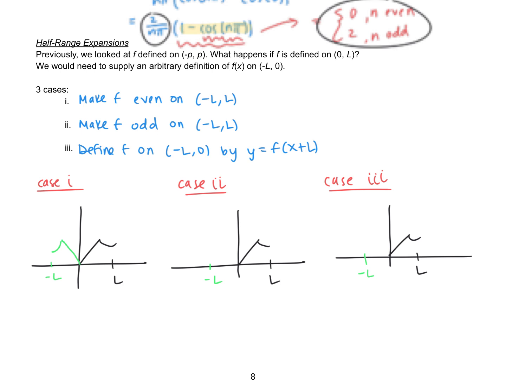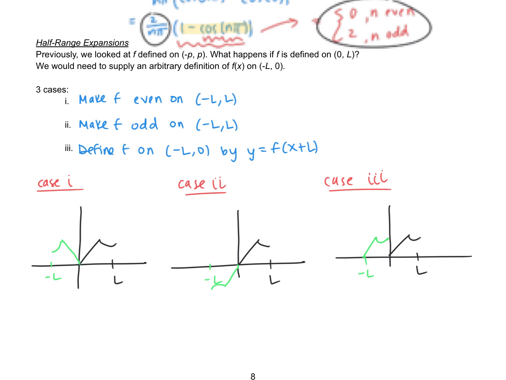On the other hand, in case 2, if we make f odd, then we need this function to be symmetric about the origin. So it would end up being something like this. And then in case 3, where we're just kind of shifting that function back, we end up with the same little function from negative L to 0.